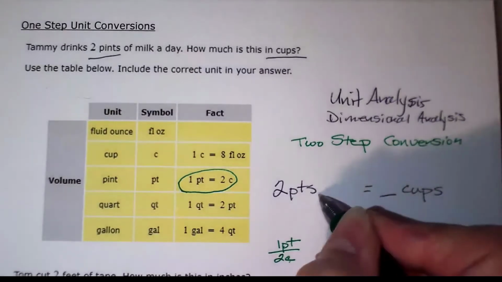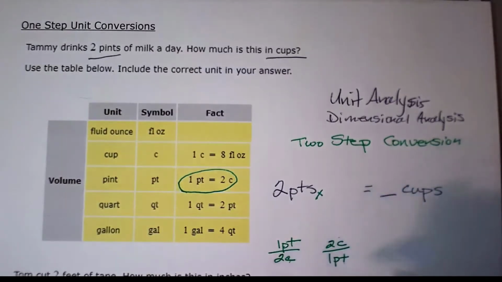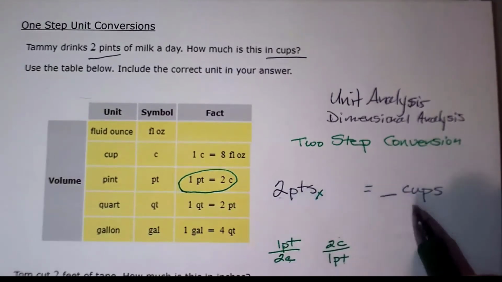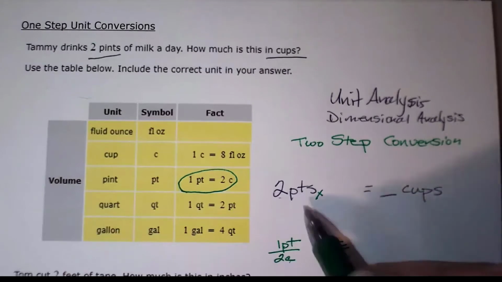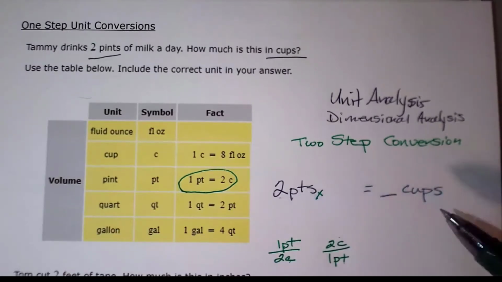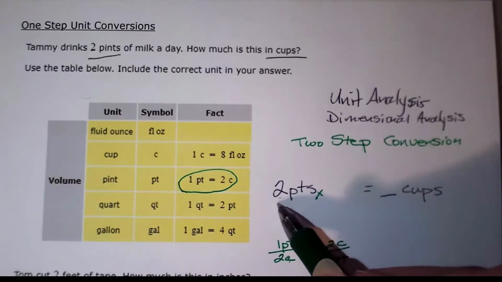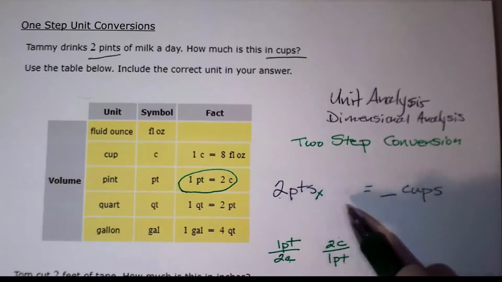So I can multiply 2 pints times one of these so that I end up with cups. I'm not changing its value. I'm just changing its label, its unit. And when I change its unit, the number's going to change. Kind of like if I wanted to take 2 pints and I wanted to turn it into fourths, I would multiply it times 4 over 4.